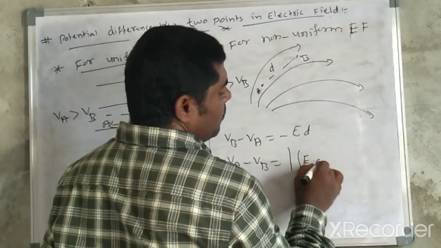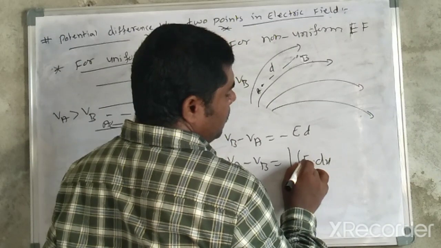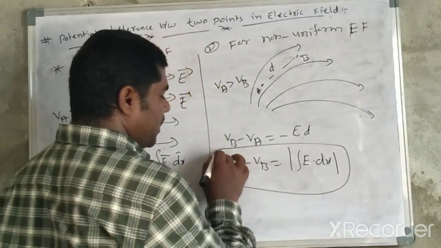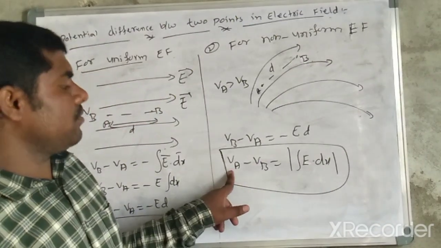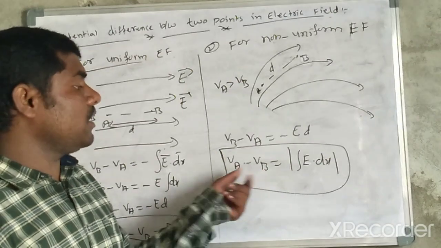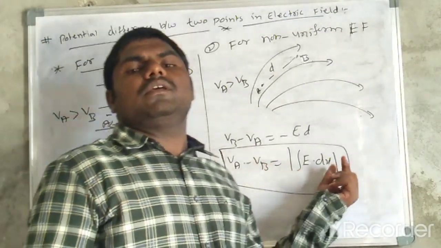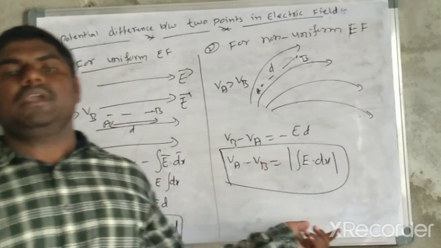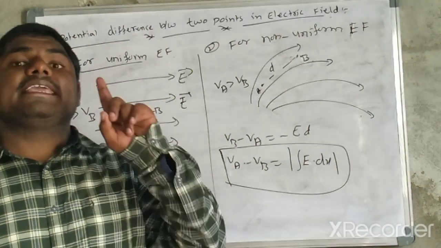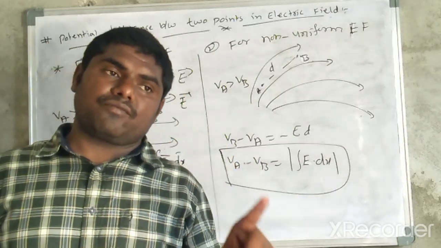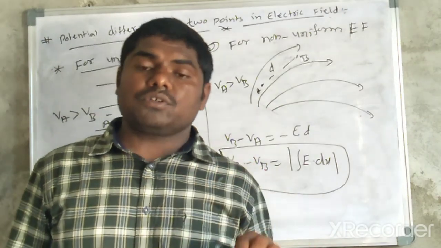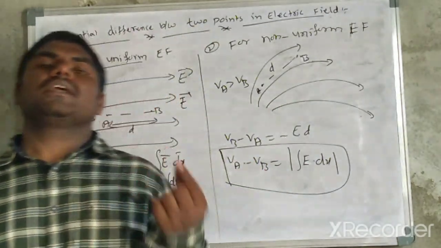VA minus VB is equal to the magnitude of the integral of F dot dx. Why am I writing the magnitude? Because the value must be positive: the A value is bigger than the B value. You may remember one important point: in the direction of the electric field, the electric potential decreases. In the opposite direction, the electric potential increases.